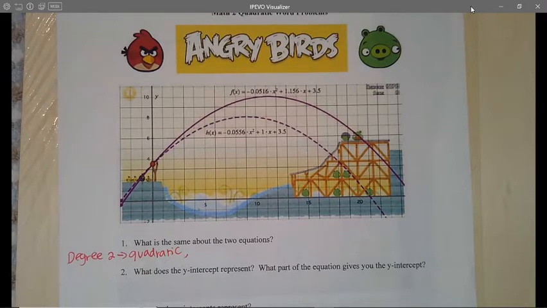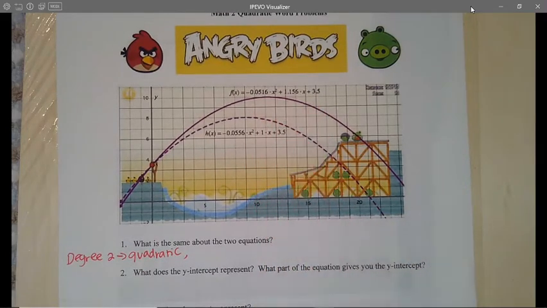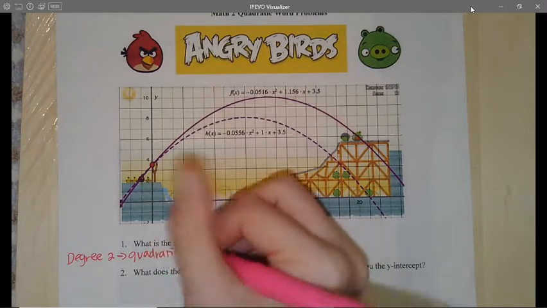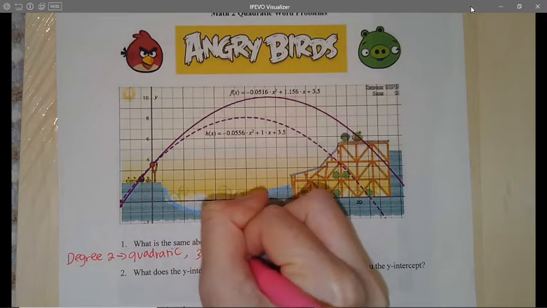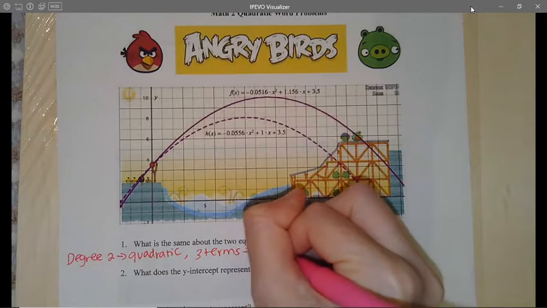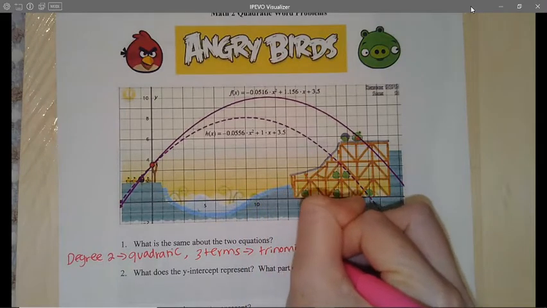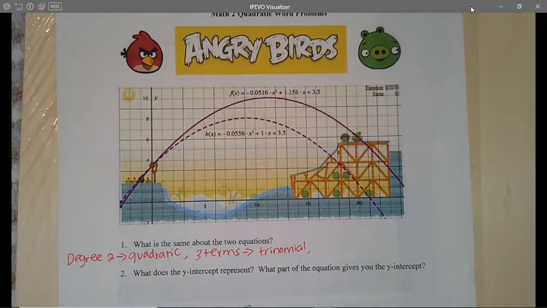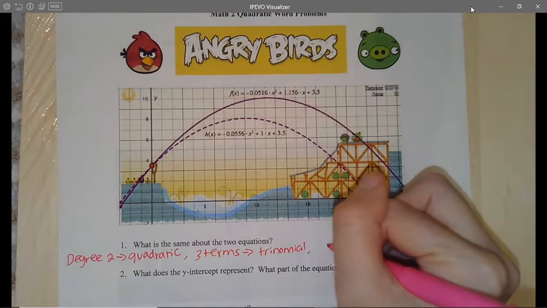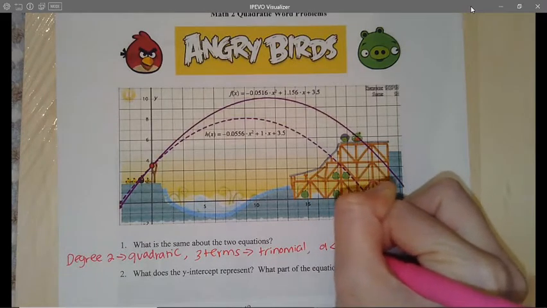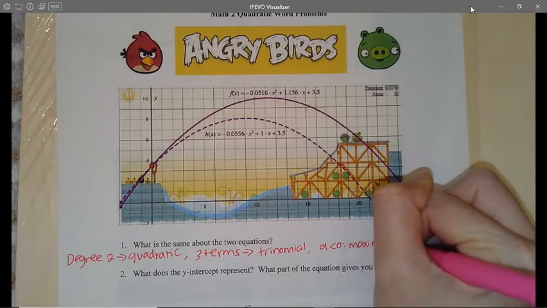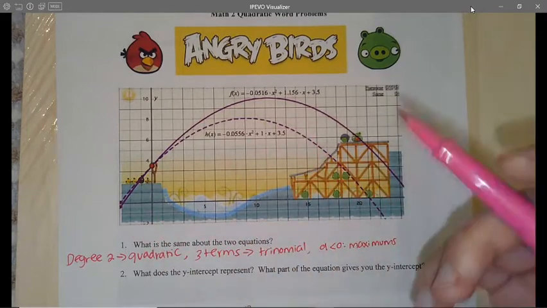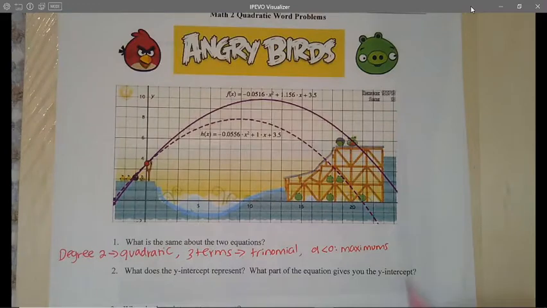Something else to take note of, if you notice, how many terms do each of the equations have? They both have 3 terms, which remember the fancy way or the proper way to say that is they are both a trinomial. Something else to keep in mind. What do you guys notice about both of the a values? What type of sign do each of the a values have? They both have negative signs. So my a value is negative, which means it's less than 0, which means they both have maximums, which is also easy to tell because the parabolas are facing down.